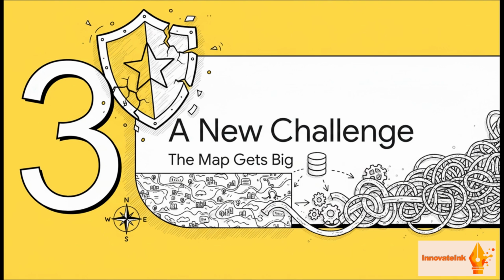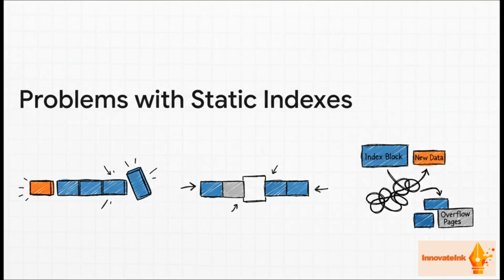But of course, databases aren't static. People are adding and deleting things constantly. So what happens when our map, the index file itself, gets so big and messy that it starts to create its own performance problems? Yeah, these simple static indexes have some pretty serious weaknesses.